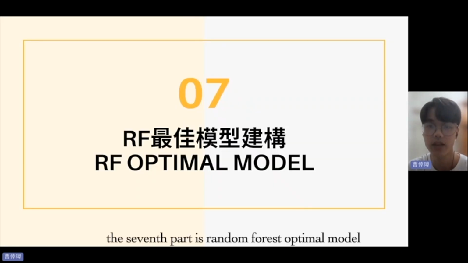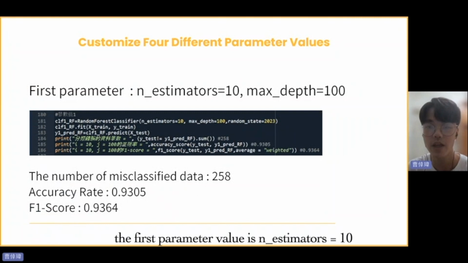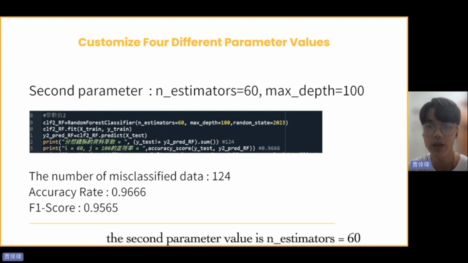The seventh part is the random forest optimal model. Similarly, we will customize 4 different parameter values. The first parameter value is n_estimators equals 10. Accuracy rate is 0.9305. The second parameter value is n_estimators equals 60.